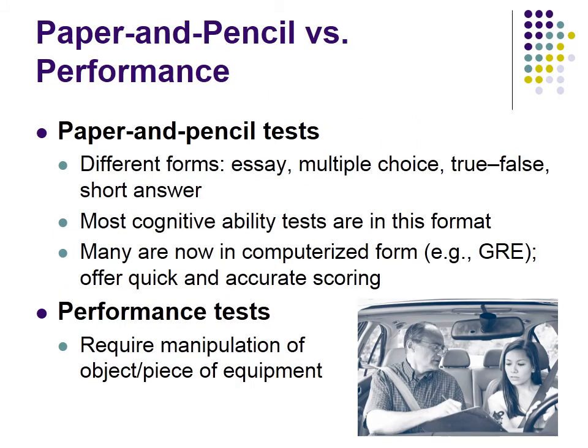And finally, paper or pencil versus performance. So paper and pencil or online paper and pencil tests, many different formats. They can be essay, multiple choice, true or false, short answer. Most cognitive ability tests are in this format, and many are now computerized. Example, the GRE, the SAT, the ACT.